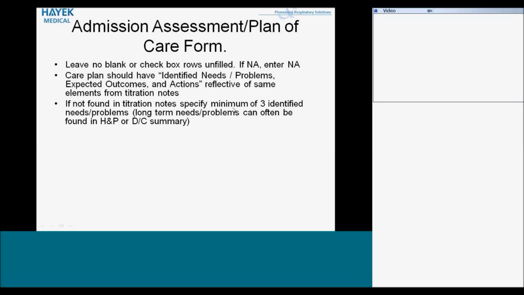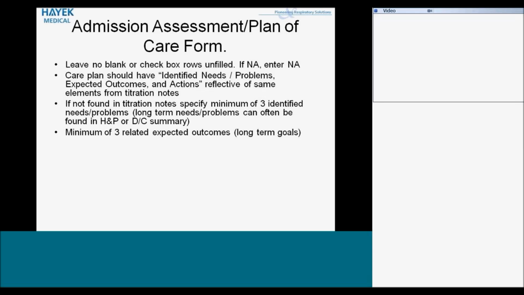So you're going to find at least 3 problems that we're addressing with the Hayek and make those your long-term need problems. And many times if you have the history and physical or discharge summary, the needs and problems are very clearly documented by the physician in those documents. So if you have the historical data, oftentimes it's very simple to get the problem list together for the patient.